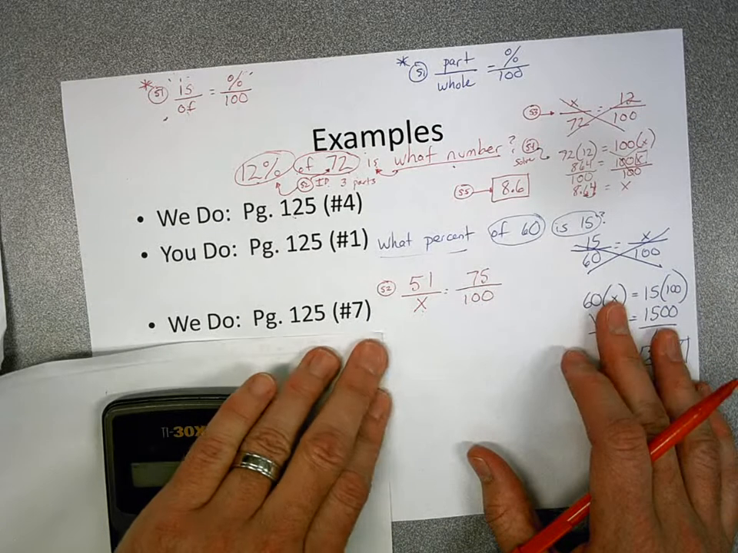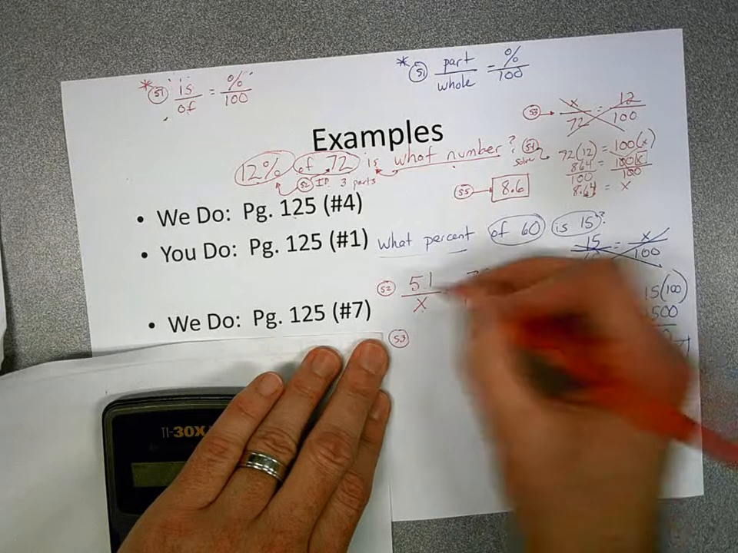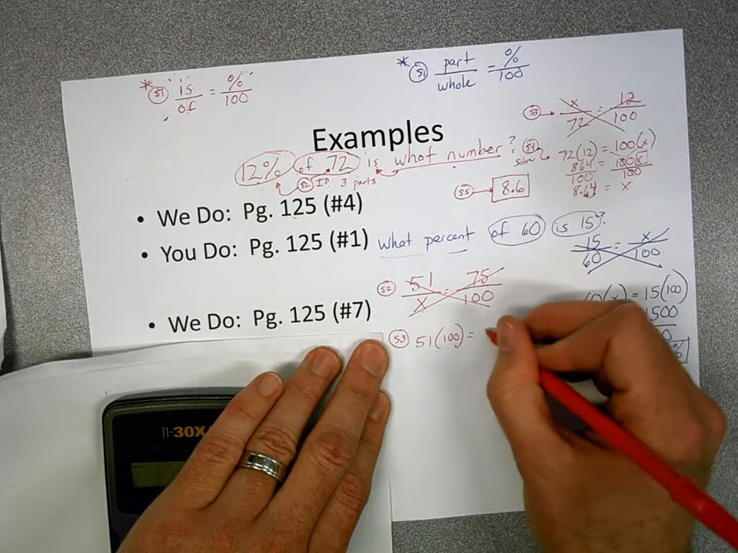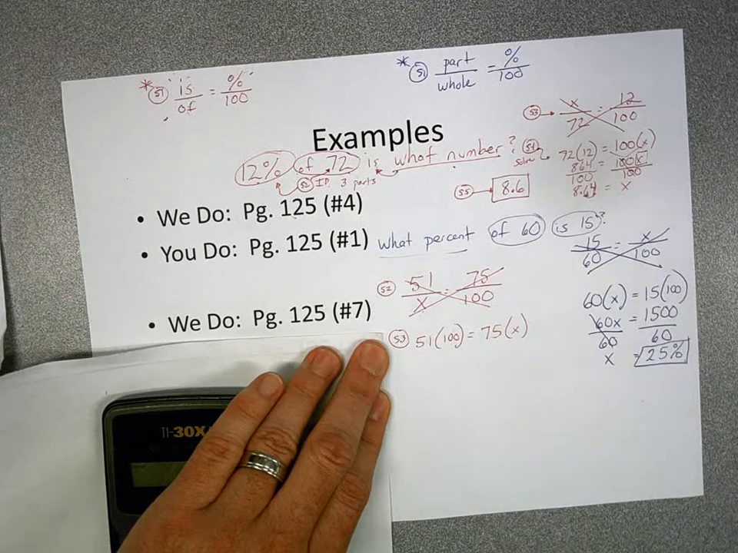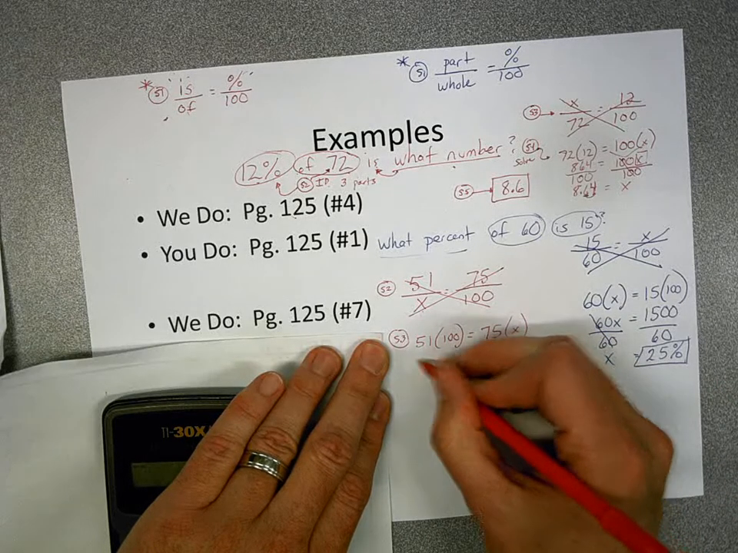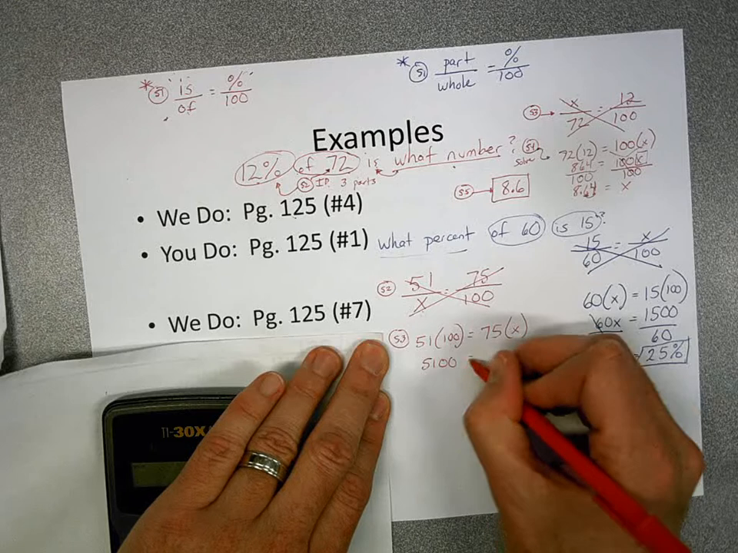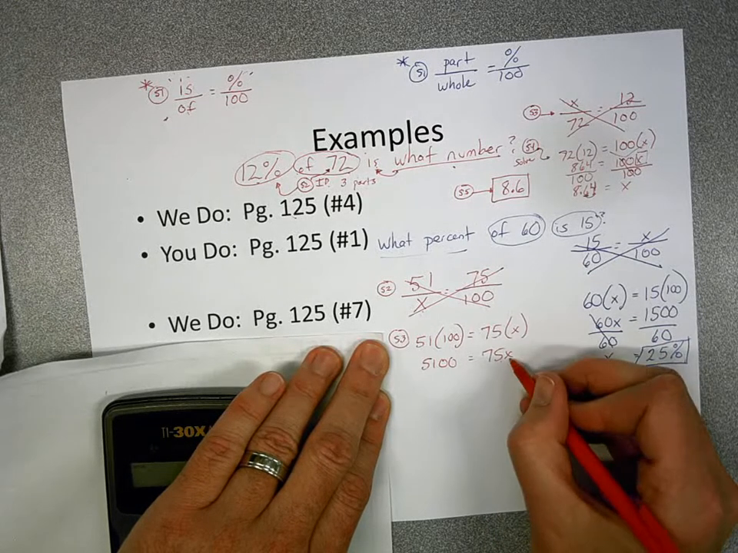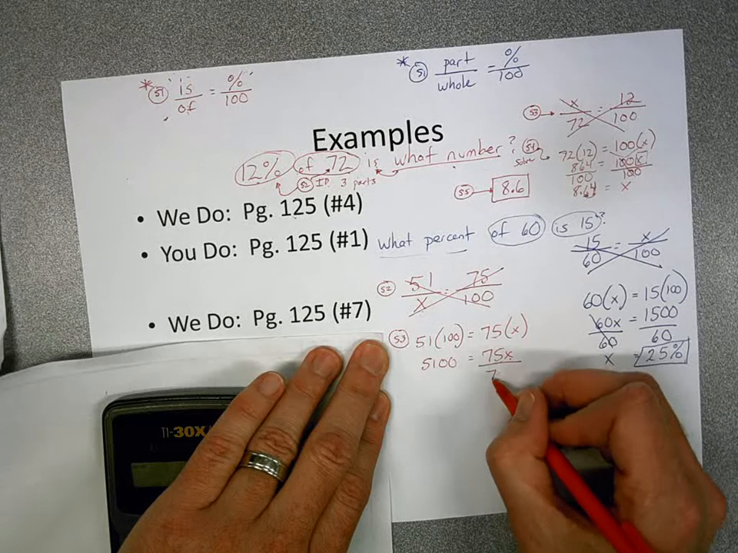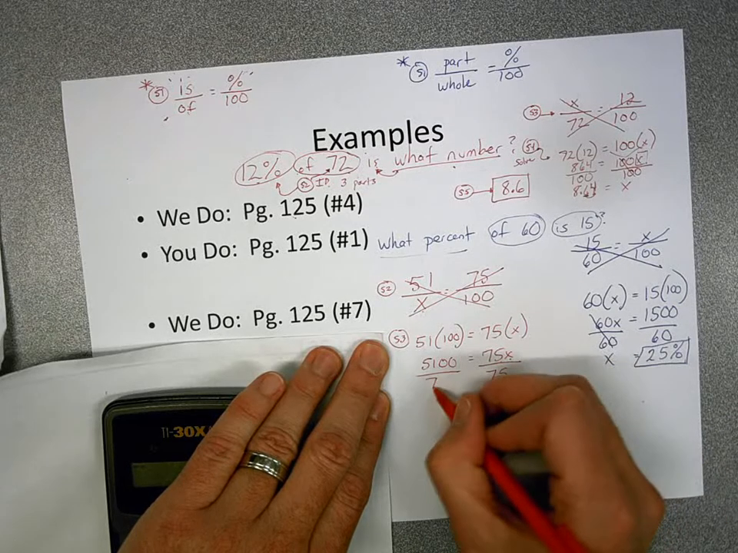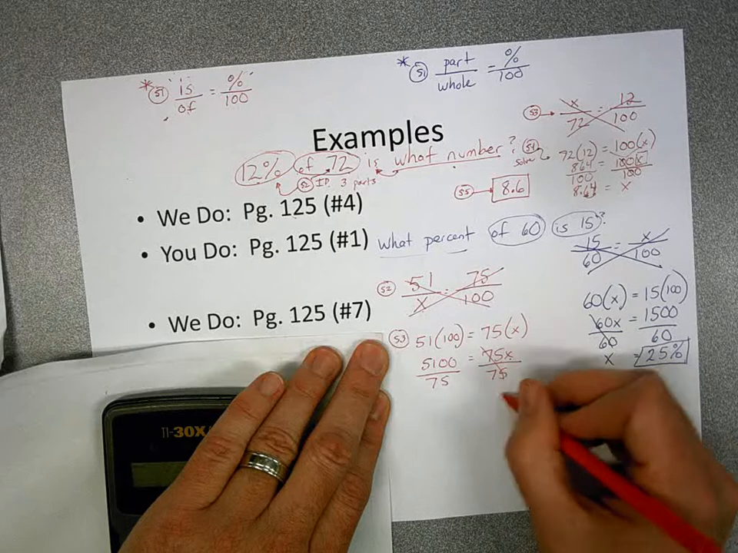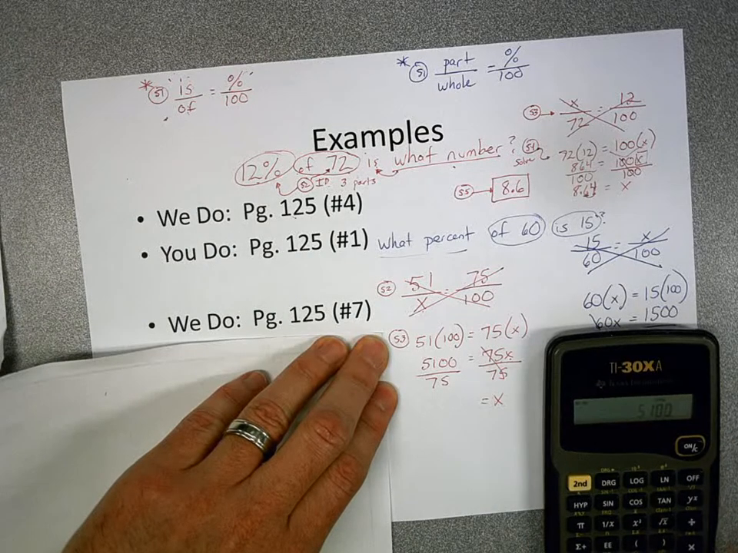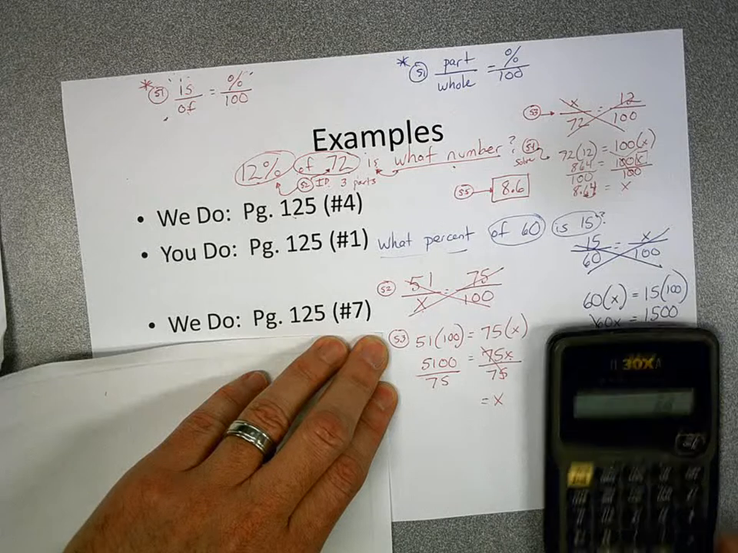Now we go ahead. Step 3, cross products. So 51 times 100 equals 75 times x. And we're going to solve it. So we simplify: 5100 equals 75x. We have to find out what x is, so we divide both sides by 75. That cancels. So we end up with x equals 5100 divided by 75, which equals 68.